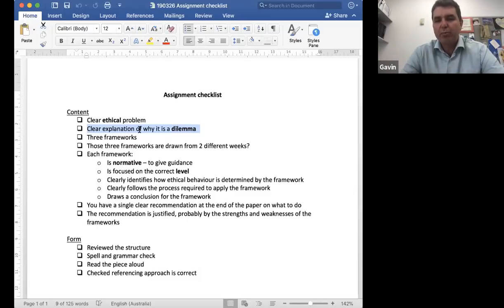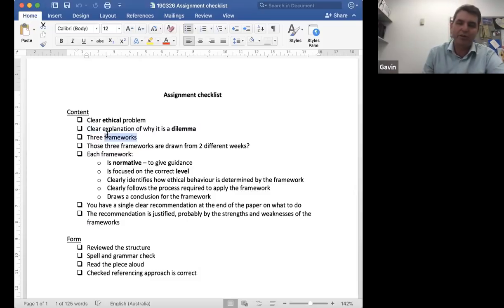What's the situation or the problem that you're trying to resolve? Why is it an ethical problem, and why is it a dilemma? Okay, so that's the first bit. Make sure you've got an ethical problem, make sure it's a dilemma. Now, the next thing is to make sure that you have 3 frameworks. Okay, if you don't have 3 frameworks, you can't meet those 3 criteria. So you definitively need 3 frameworks.